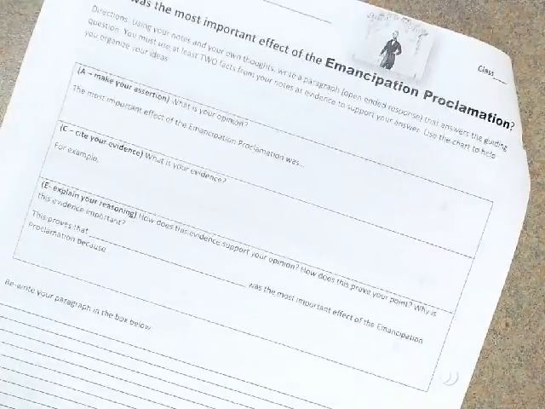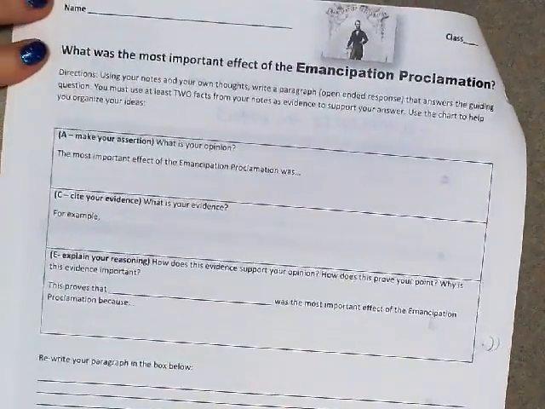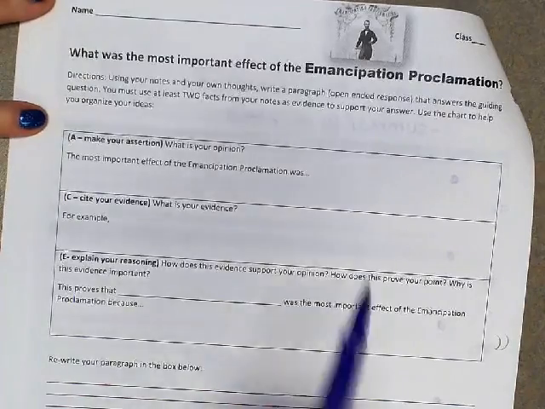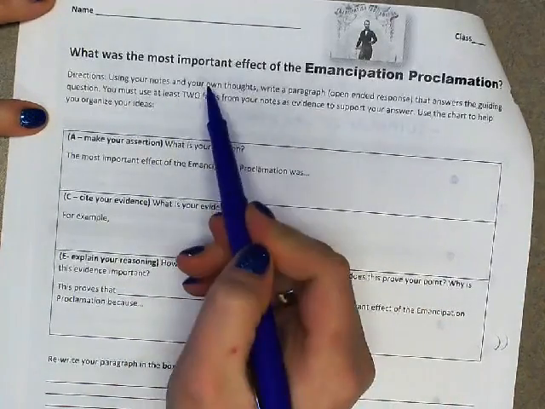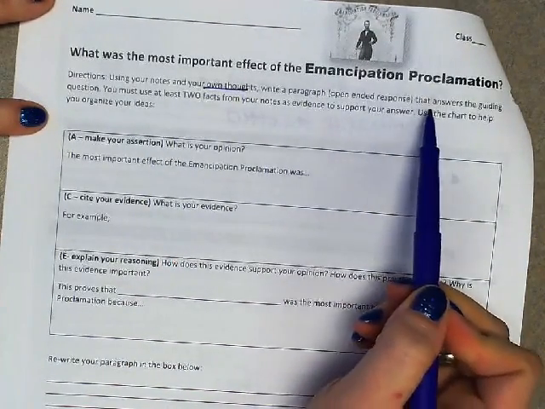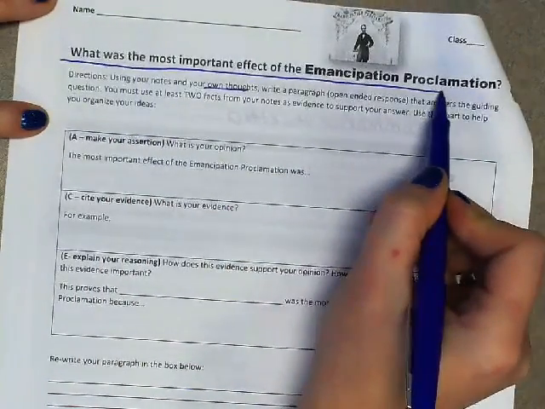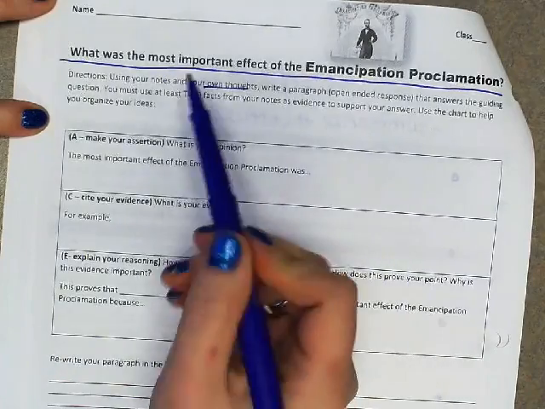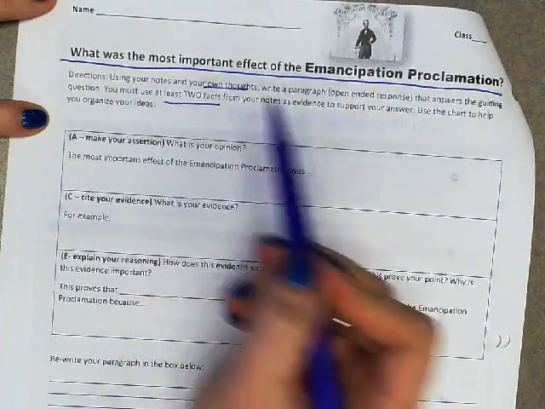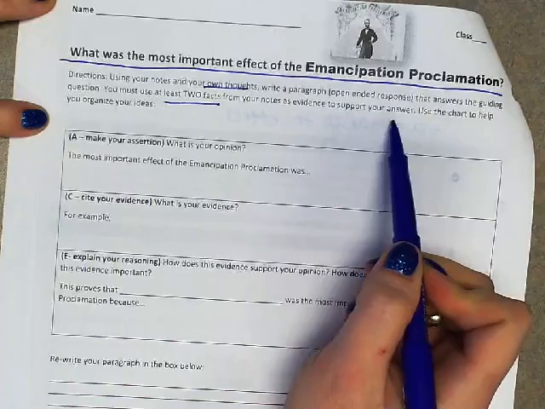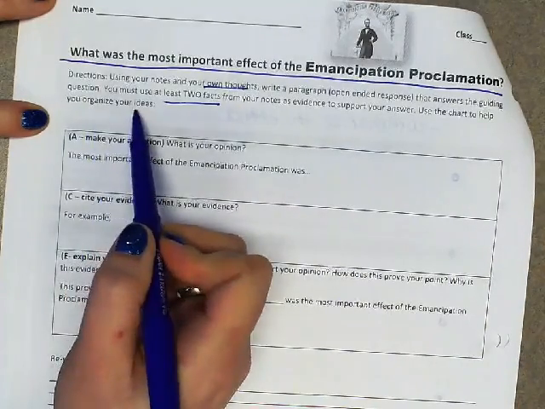Okay, so now that you're done with your effects, the very last thing that you need to do is put what you think the most important effect of the Emancipation Proclamation is. It says, using your notes and your own thoughts, write a paragraph that answers the guided question: What was the most important effect of the Emancipation Proclamation? You must use at least 2 facts from the notes as evidence to support your answer. Use the chart to help you organize your ideas.